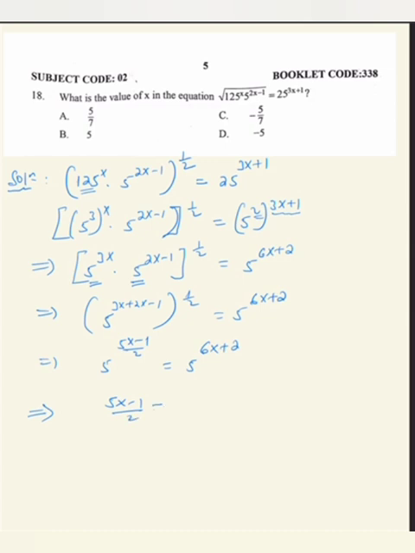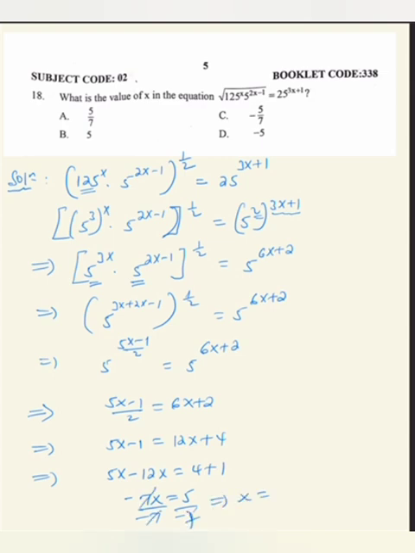So 5x minus 1 over 2 is the same as 6x plus 2. Crisscross እናደርጋለን. So 5x minus 1 is equal to 12x plus 4. Collecting like terms, 5x minus 12x is equal to 4 plus 1. So minus 7x is equal to 5 ማለት ነው. Over minus 7, over minus 7. So x ምን ይሆናል, or የx ዋጋ ምን ይሆናል? Negative 5 over 7 ይሆናል ማለት ነው. Okay, so the answer for question number 18. ወደ 19ኛው ጥያቄ እንሄዳለን.